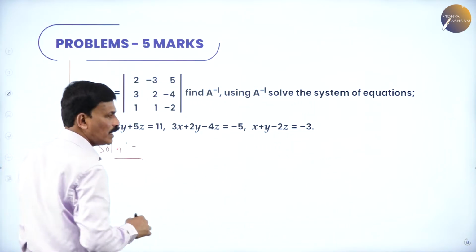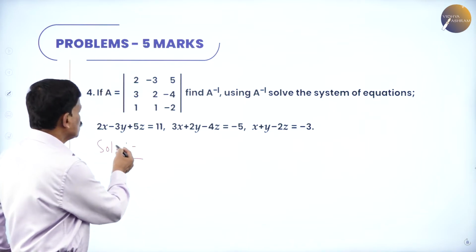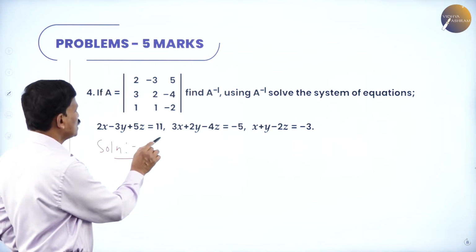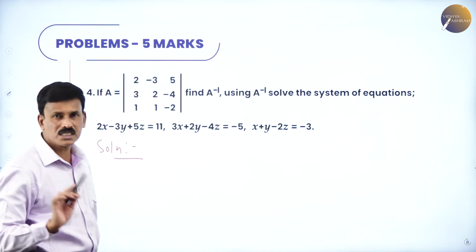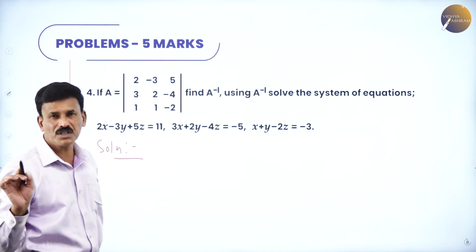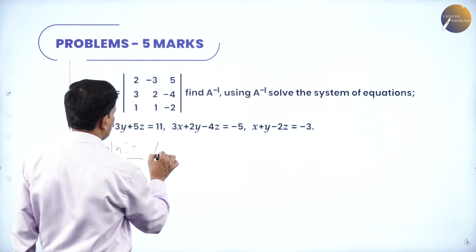They are already given the matrix A itself. See, check whether it is in order or not. X, Y, Z, constant; X, Y, Z, constant; X, Y, Z and constant. Write down the coefficients. What is A? A is nothing but the coefficient matrix.